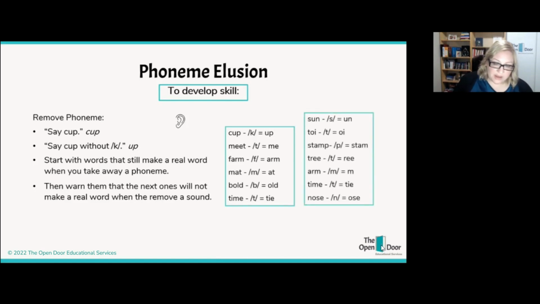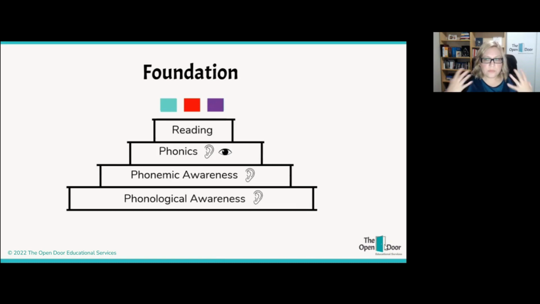And so then you can move on and give them some words. Toy without t is oi. And stamp without p is stam. Again, also always careful to make those sounds really clearly and properly. So if we go back to the beginning, we look at that foundation with the phonological awareness and the phonemic awareness being such a critical base and foundation for reading and spelling, and how once those are solidly in place, you can do phonics and so on.